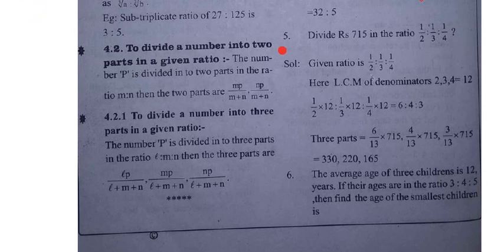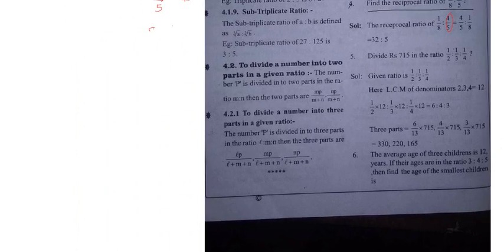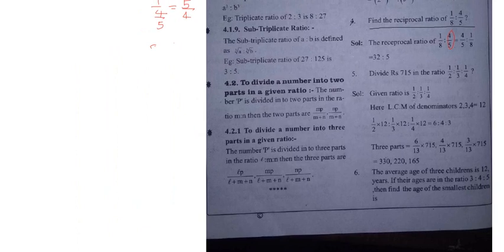Means what, friends? They have given some amount, 715 rupees, and they have given the ratio, and they are asking us to divide it among these 3 members. But they have not given the exact amount for each person. We should find the exact amount for each person. They only gave us a hint, the ratio. But by using this ratio and amount we can find it easily.